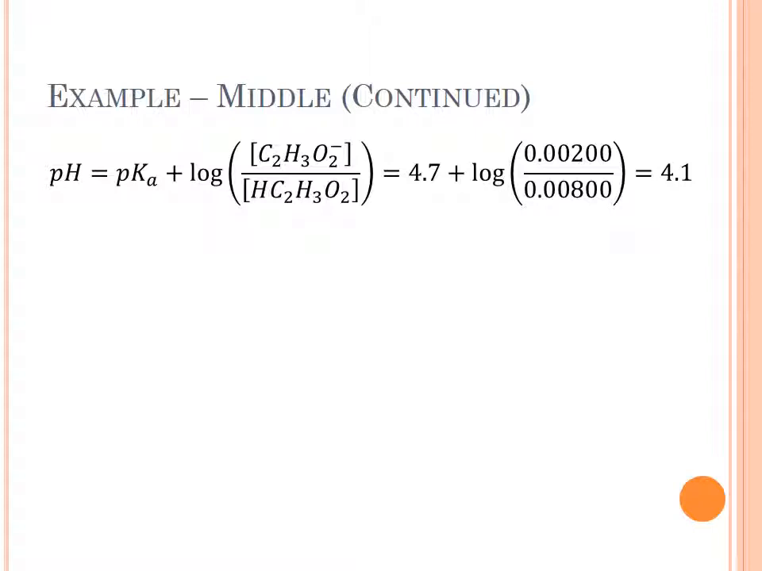So we're going to take 4.7, the pKa, because it's the negative log of the Ka, plus log of 0.002 divided by 0.008. That gives us a pH of 4.1. Remember, the pKa is the negative log of the Ka, so negative log of 1.8 times 10 to the negative fifth is 4.7, or 4.74 if you want to carry it out another decimal place.